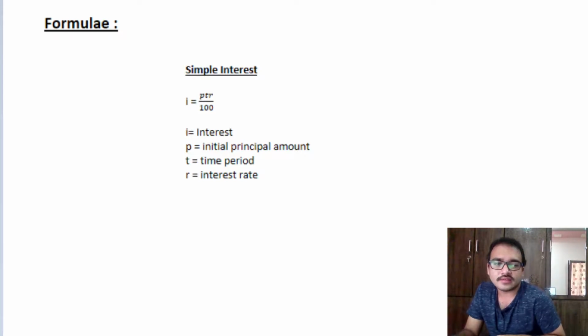In this video, we will solve simple interest problems. Before solving problems, let's see the formula which we need to remember. This is the only formula which we need to remember for simple interest problems. I is equal to PTR by 100. I means interest received, P means initial principal amount, T means time period, R means rate of interest.